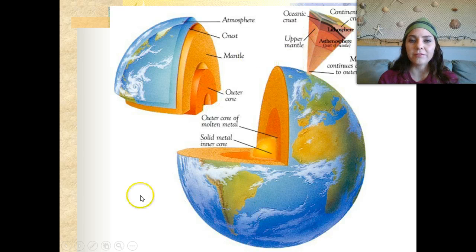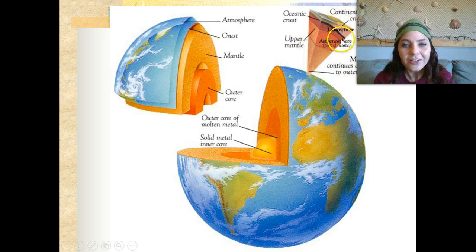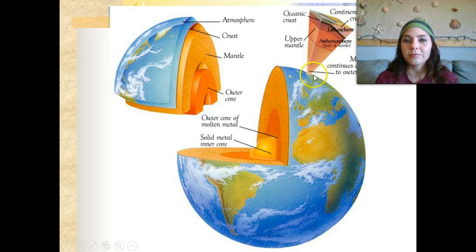So these are the layers of the Earth. We have our core, which is our solid metal inner core, and then we have our outer core of molten metal. We have our mantle right here, and you can see it a little bit better in this cross section. And then we have our crust, which consists of the oceanic crust as well as the continental crust. And here's an even smaller cross section, taking it a little further. We have our mantle, the asthenosphere, and then the lithosphere.